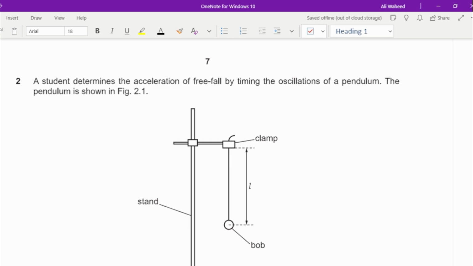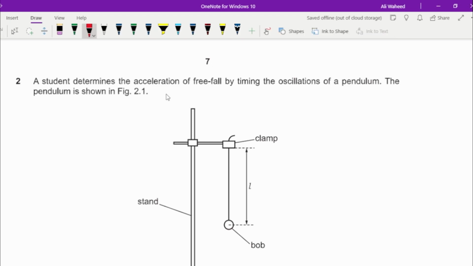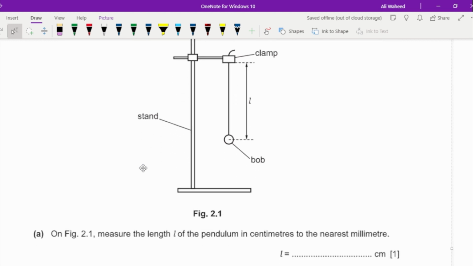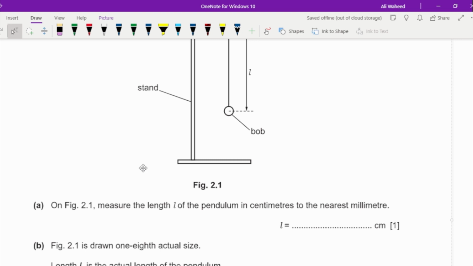Question number 2. A student determines the acceleration of free fall by timing the oscillations of a pendulum. The pendulum is shown in figure 2.1. It is clamped to a stand, as you can see in figure 2.1. The very first part is, on figure 2.1, measure the length small l of the pendulum in centimeters to the nearest millimeter. Centimeter to the nearest millimeter means your answer would be in centimeter.